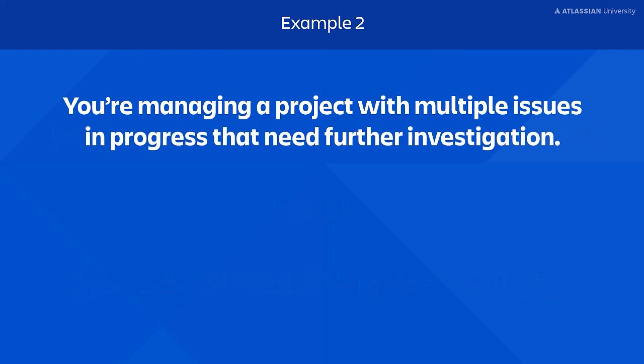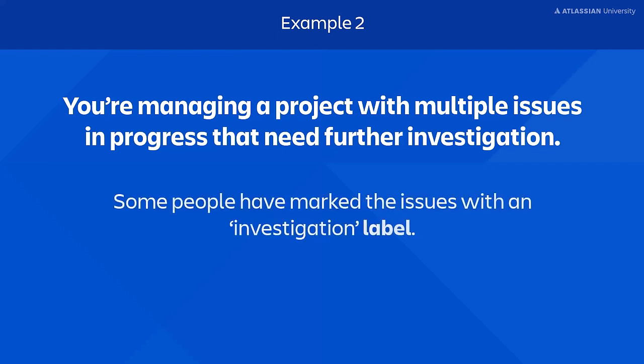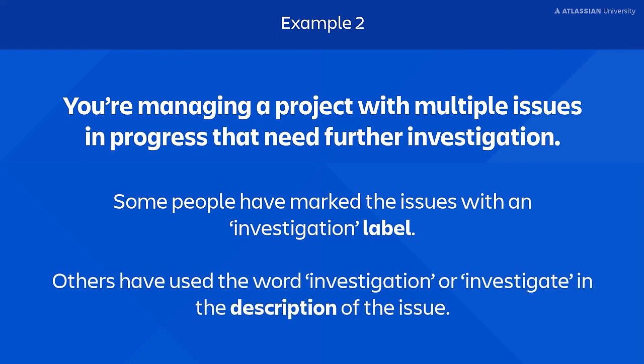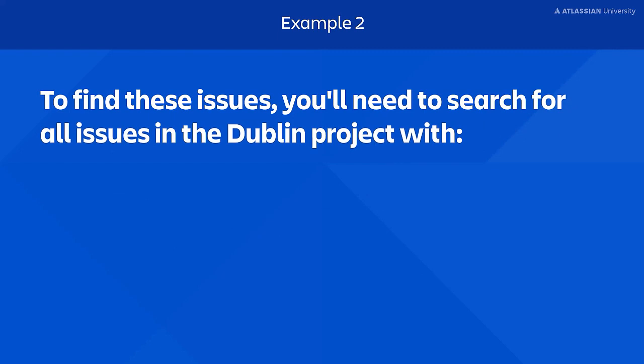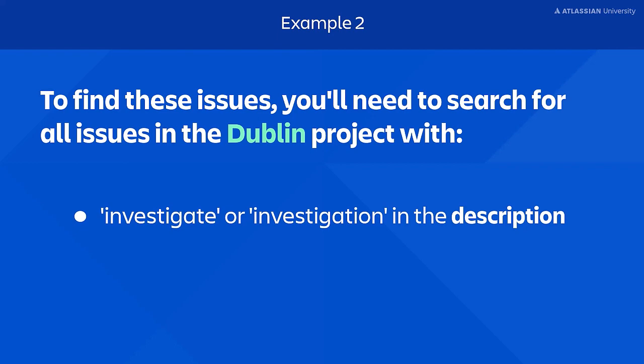Say you're managing a project with multiple issues in progress that need further investigation. Unfortunately, your team has used the term investigation in different ways. Some people have marked the issues with an investigation label. Others have used the word investigation or investigate in the description of the issue. To find these issues, you'll need to search for all of the issues in the project you're working on. In our example, this will be the Dublin project. Within these issues, you'll need to search for those that have investigate or investigation in the description or that have investigation as a label.